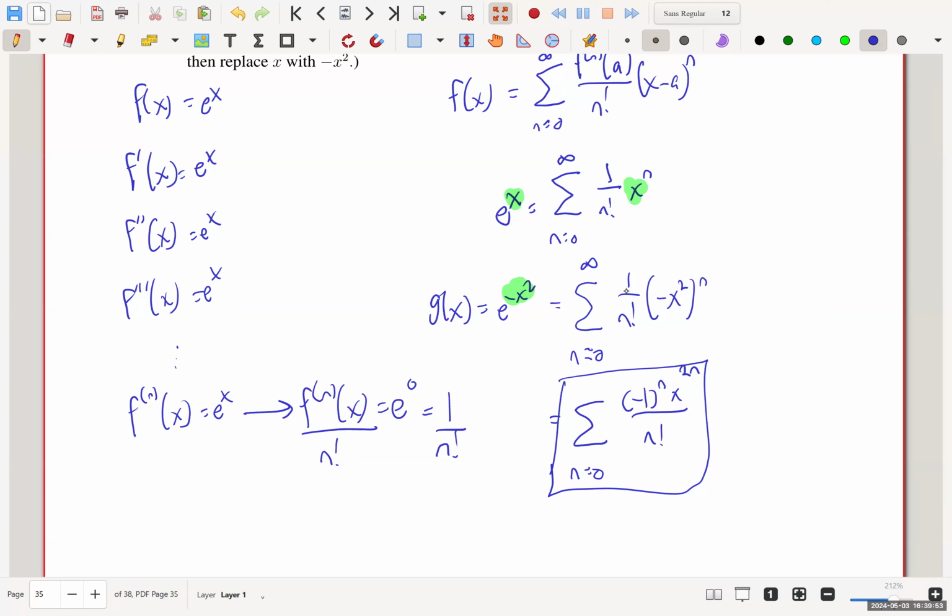And fun fact, this expansion converges everywhere. The radius of convergence is infinity. I'll leave it as an exercise to show that the ratio test gives you a limit of 0 independent of x. So this converges uniformly everywhere. Any questions on that?